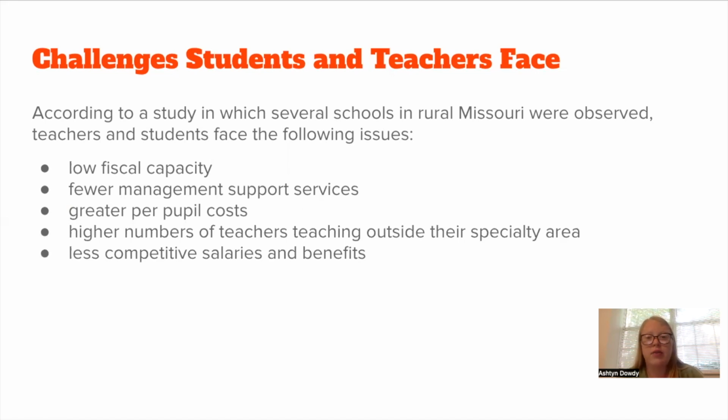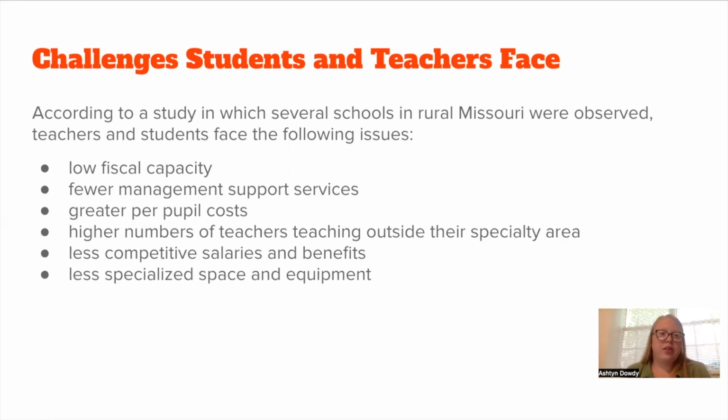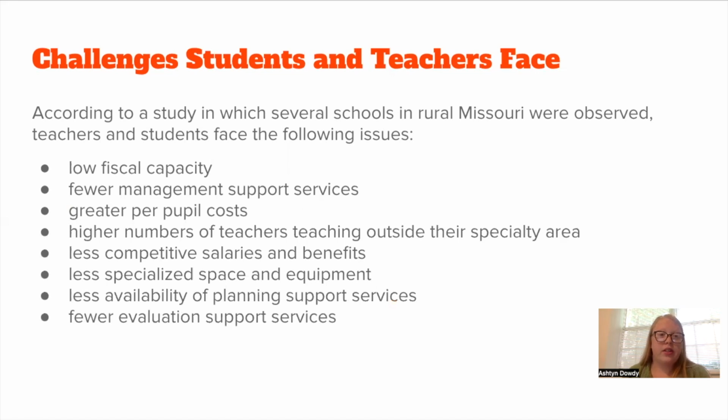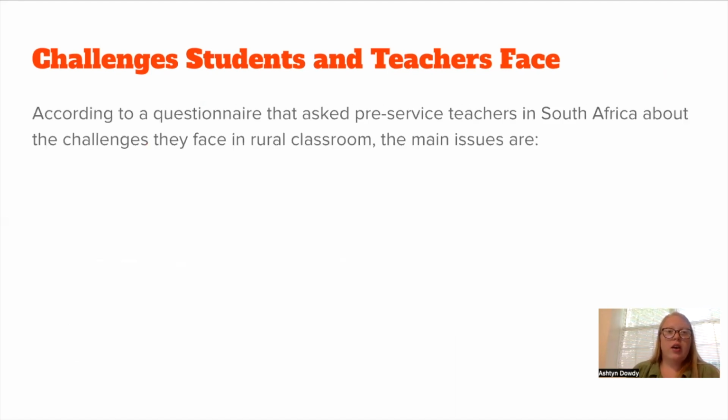Less competitive salaries and benefits. That's more on the teacher side of things, but there's a high turnover rate at a lot of these schools because the salaries are not competitive. You don't get as great of benefits. Less specialized space and equipment. Less availability of planning support services, fewer evaluation support services. So out of this particular study, the big thing I've noticed even in my own classrooms is teachers outside their specialty area, as well as less competitive salaries and benefits. All right, another study here came out of South Africa, which seems like it's a world away.